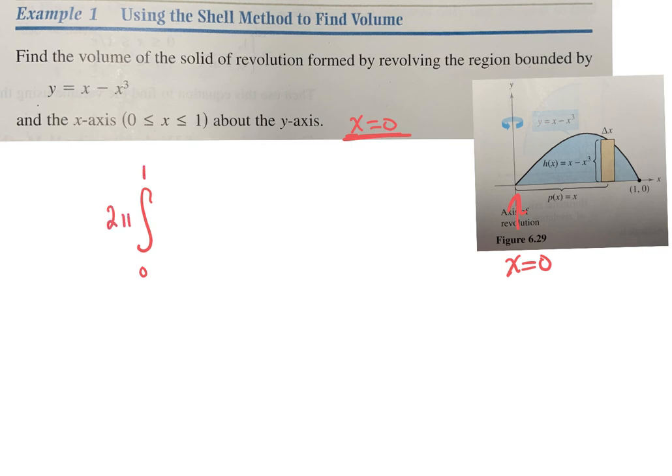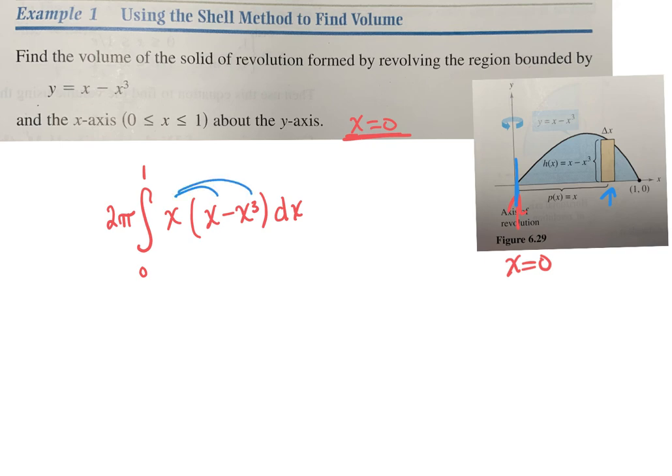We're going to use our 2 pi, all right? Now, we are revolving around the axis itself. So if I need to know how far away my function is from the y-axis, how far away is x from the y-axis? It's x, right? And so my r here, in 2 pi r, is just x. My height is my function, x minus x cubed, dx. And that's what I am going to take the antiderivative of.